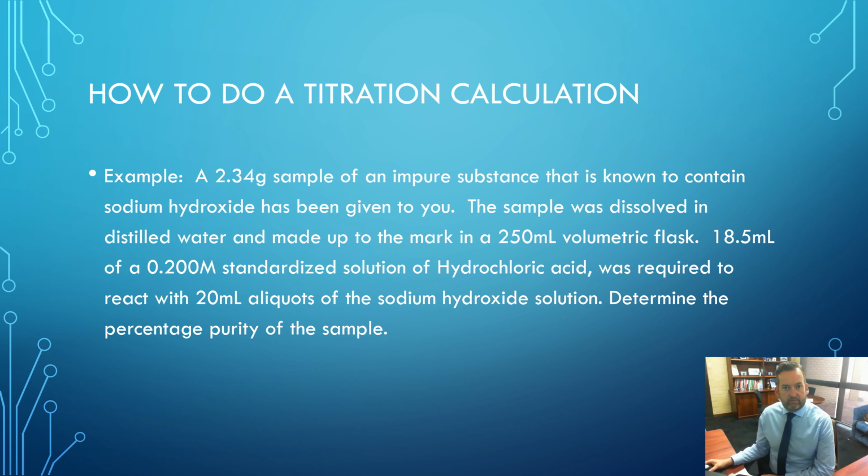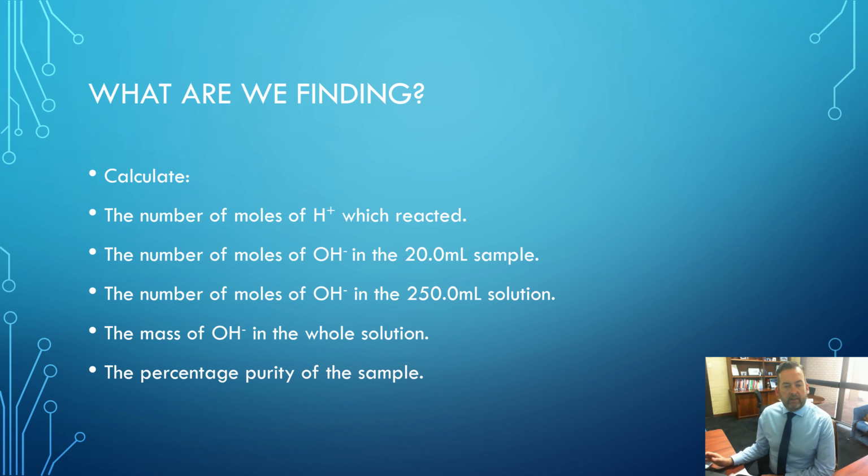So this is how you do the question. Calculate the number of moles of hydrogen ions, or hydronium, that reacted. That's what comes out of the burette. Then we figure out the number of moles of hydroxide in the aliquot, the 20 mL sample. That's the conical flask. Then we need to step it up from the conical flask to the volumetric flask, moles to moles, and then we can figure out the mass in the whole solution, and therefore we figure out the percentage purity.